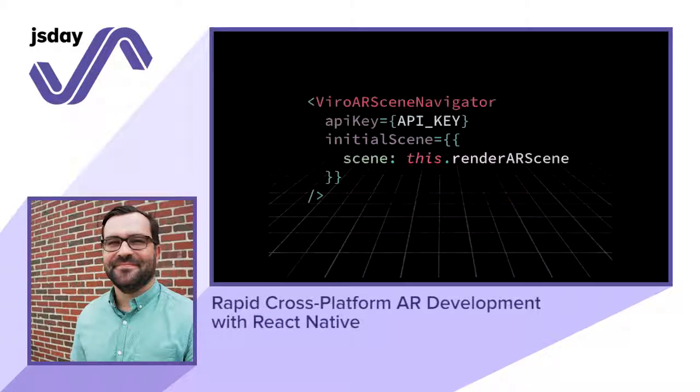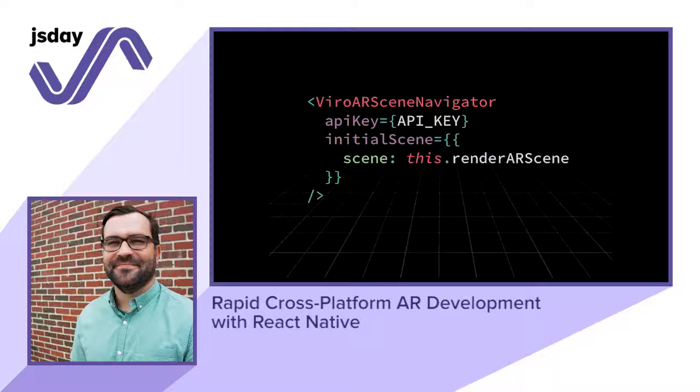So at the root of every AR scene is the AR Scene Navigator. It's the entry point to an AR experience. There's also a VR Scene Navigator for VR. It just needs an API key, which you can get for free from Viro, as well as the initial scene that you want to render.